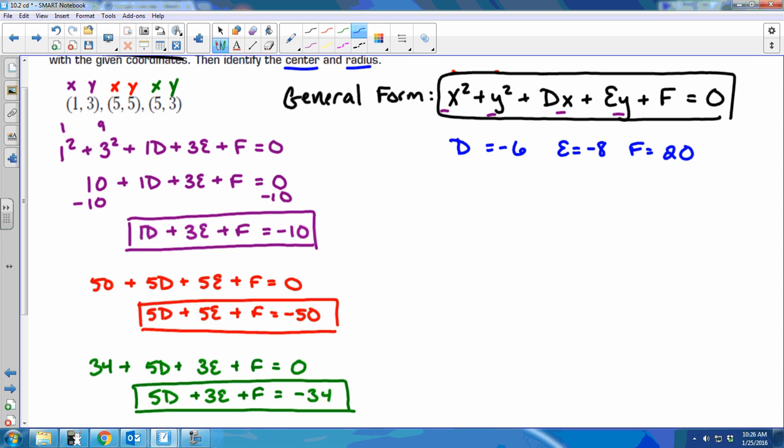Okay, so we got to do all that work so we can get to this point. So I'm going to use general form one more time. This time, I'm not going to substitute anything in for the x's and y's. All right, I'm done with the coordinates. And now I have coefficients for D, E, and F. I know what D, E, and F are. So I can substitute those in, and then it's just a learning target 3 question. It's a general form question that we transfer into standard form. So I have x squared plus y squared minus 6x minus 8y plus 20 equals 0.